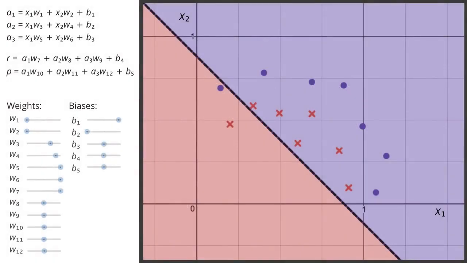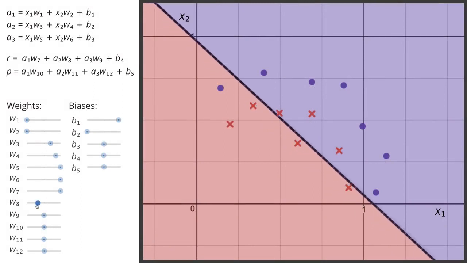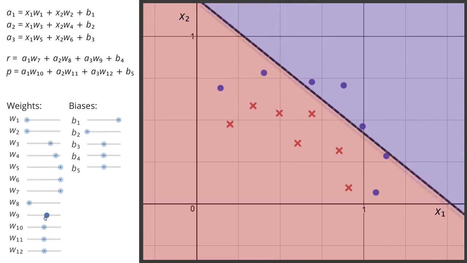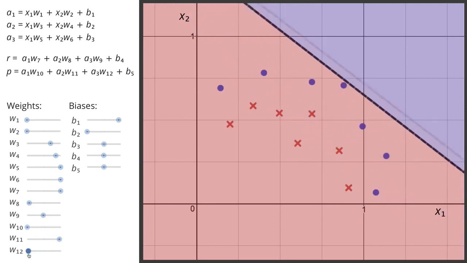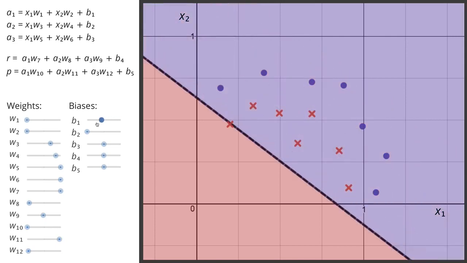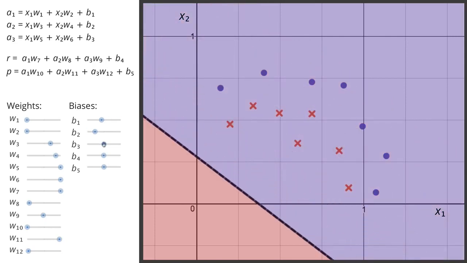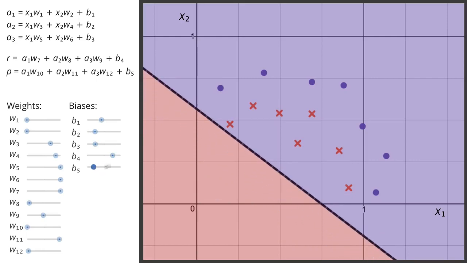Back to the graph, I now have a lot more weight and bias sliders to play with, but dishearteningly I can still only make straight lines. This is because all we're doing with our network is adding together a bunch of linear equations, the result of which is just another linear equation. So we need some way to introduce nonlinearity.